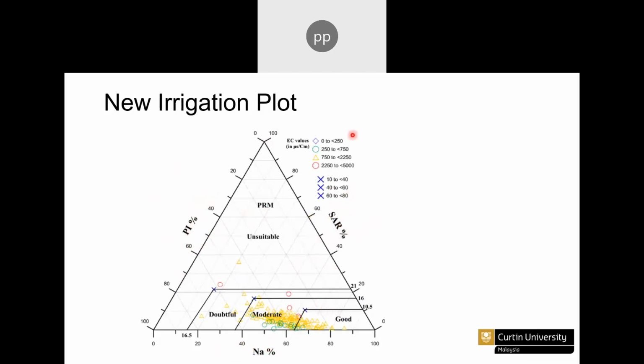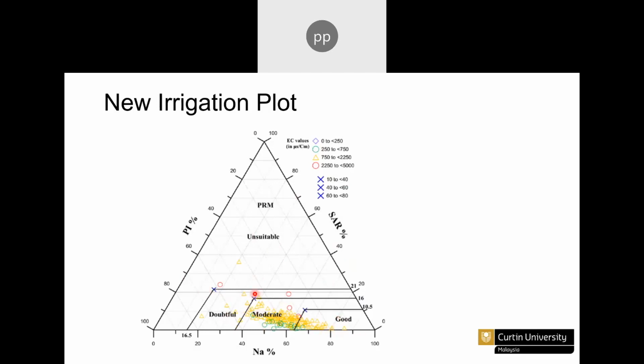On top of that, they also considered the EC, electrical conductivity. So by using all four parameters, they built up this ternary plot. In the ternary plot, they subdivided the various zones based upon the parameters they selected. You can see these are good, moderate, doubtful, unsuitable. And you can see the samples that have been plotted.